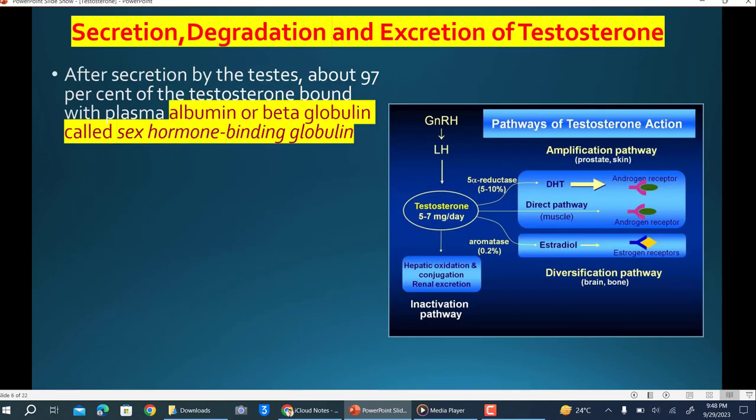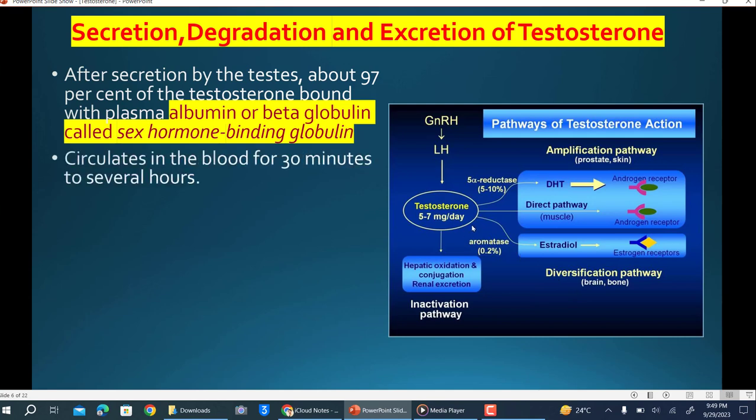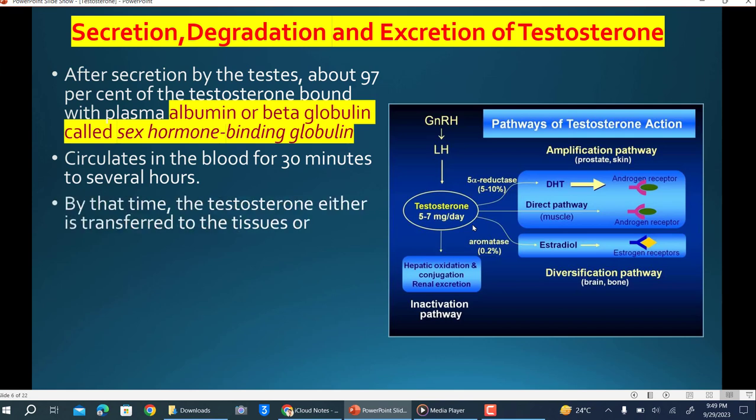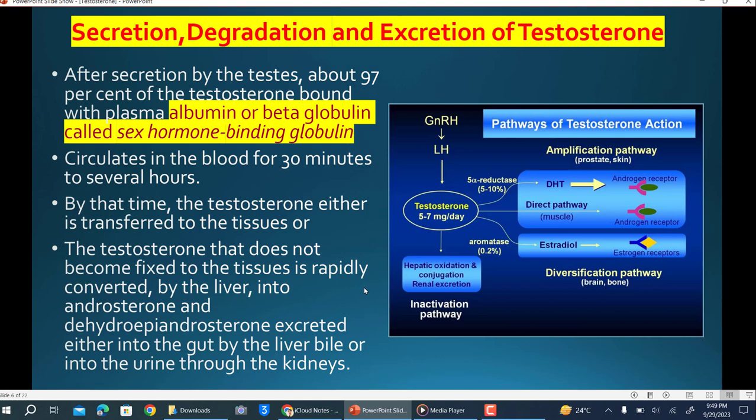Secretion, degradation and excretion of testosterone. After secretion by the testes, about 97% of the testosterone is bound with plasma albumin or a beta globulin called sex hormone binding globulin, and circulates in the blood for 30 minutes to several hours. By that time, the testosterone either is transferred to the tissues, or is rapidly converted by the liver into androsterone and dehydroepiandrosterone, excreted either into the gut by the liver bile or into the urine through the kidney.